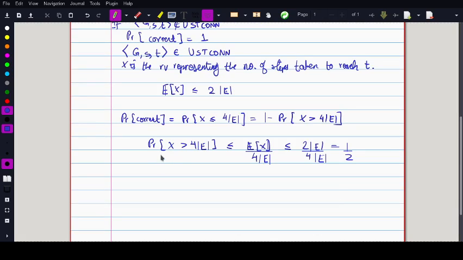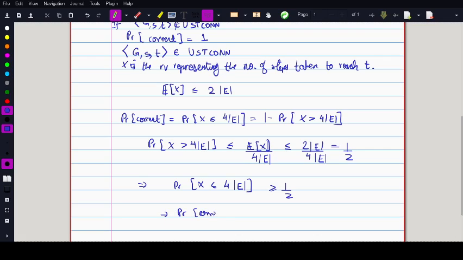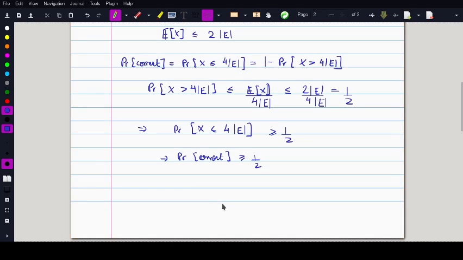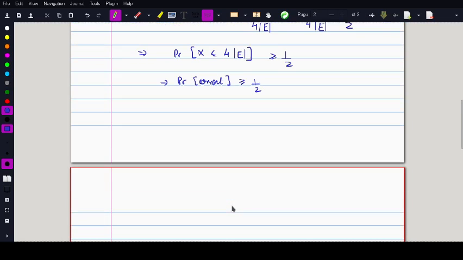So we see that the probability that x is greater than 4 times mod e is less than or equal to half, which means that the probability that x is less than or equal to 4 times mod e is greater than or equal to half. Which means our algorithm gives the correct output with greater than or equal to half probability. So this is a valid algorithm in RL.